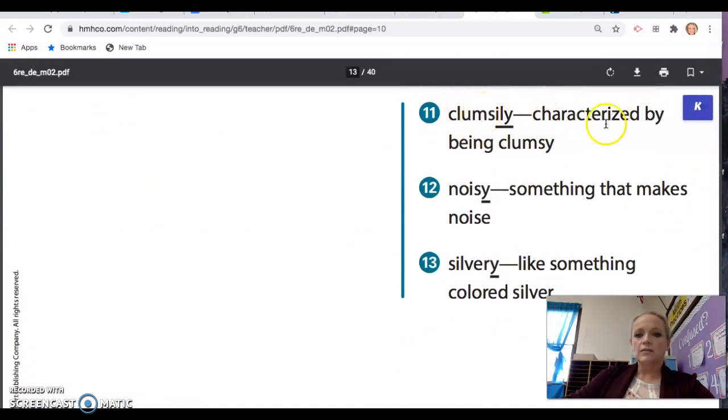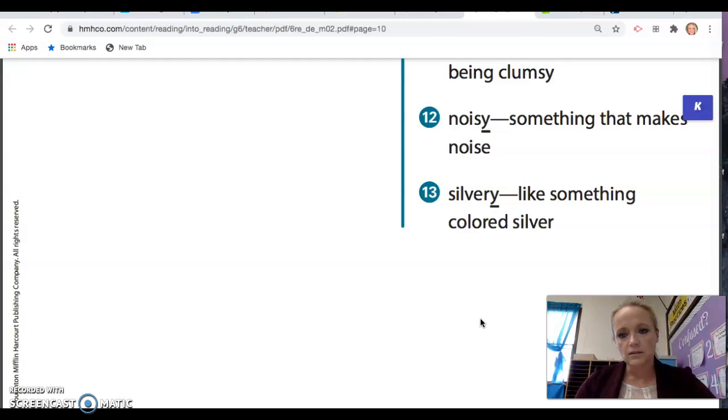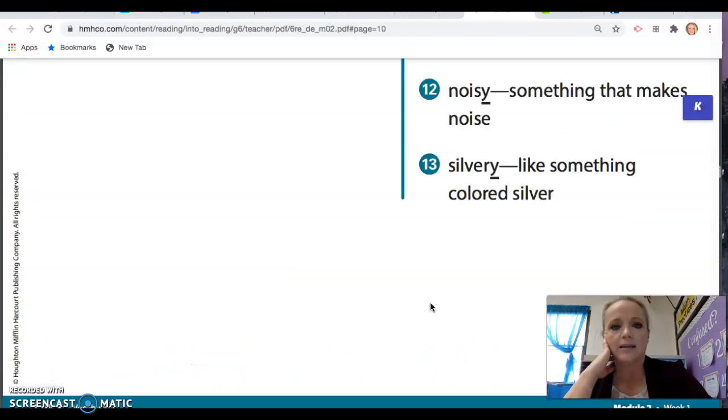Clumsily means it's characterized by being clumsy. I said that maybe I dance awkwardly or clumsily. I'm awkward or I'm clumsy, but how I dance, the adverb is clumsily or awkwardly. And noisy, noise is a thing. We add a y on the end and it becomes an adjective. The class is noisy. And silver is a thing, but when we add a y, then we say it's like something colored silver. It has a silvery lining.